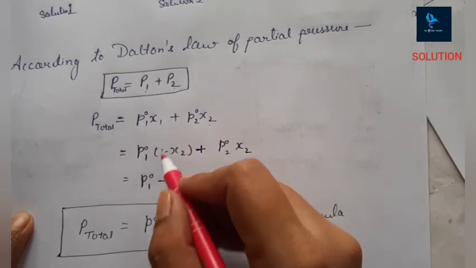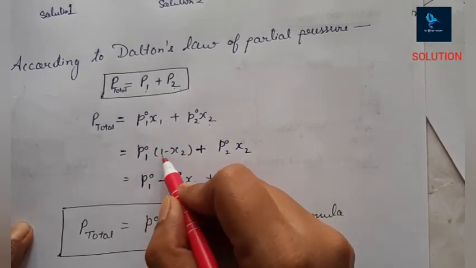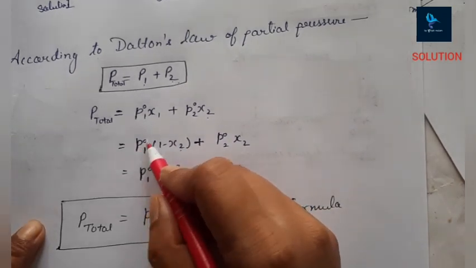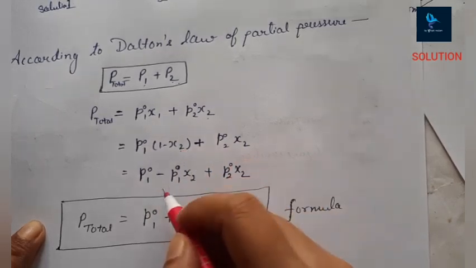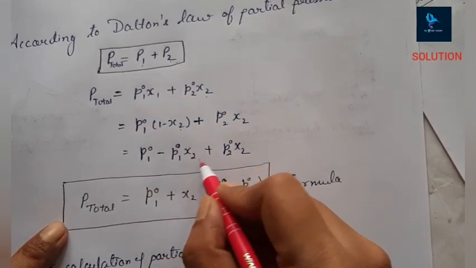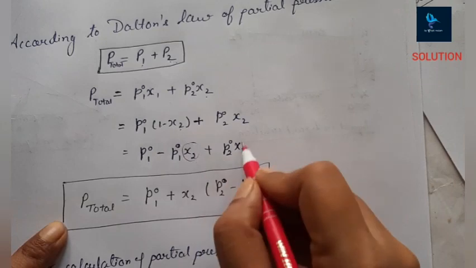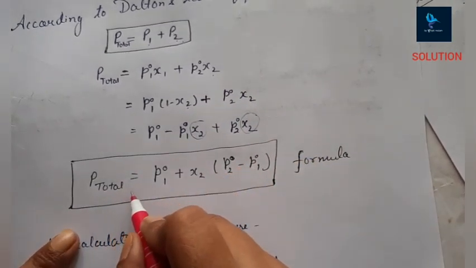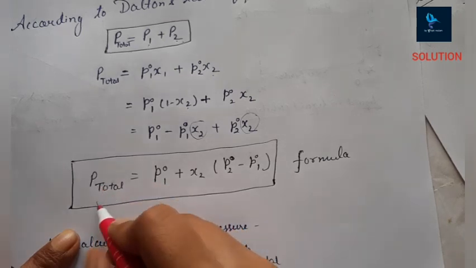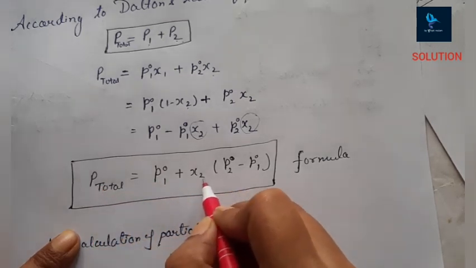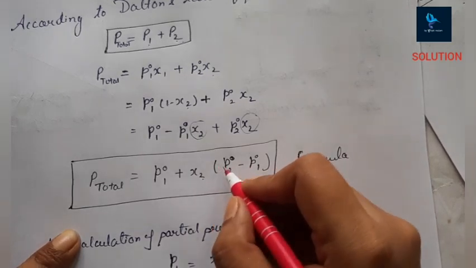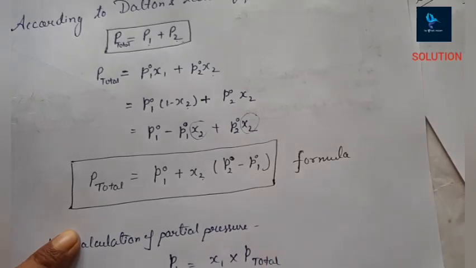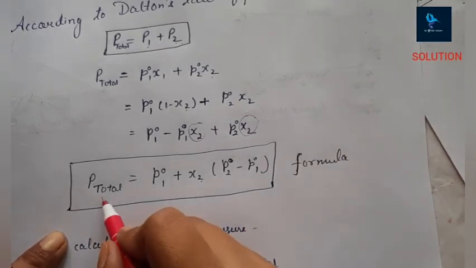x1 is already written as 1 minus x2. After multiplying P1 with 1 minus x2, we get this. Here I am taking x2 as common. So we have the formula: P total equals P1 naught plus x2 times (P2 naught minus P1 naught). This is the formula to find the total pressure.